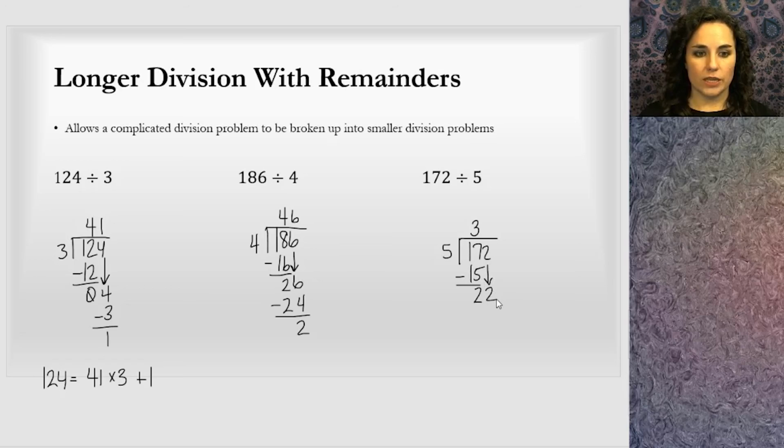I'll bring down my next 2. And now I'll ask myself, how many times does 5 go evenly into 22? Well, 5 goes evenly into 20 4 times. 4 times 5 is 20. I subtract and I have a remainder of 2. So that's the remainder. I can say that 172 equals 34 times 5 plus an additional 2. And that is how long division works.